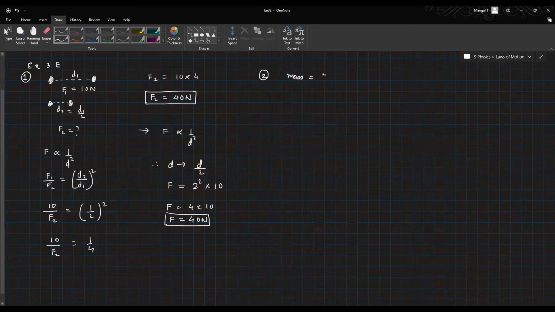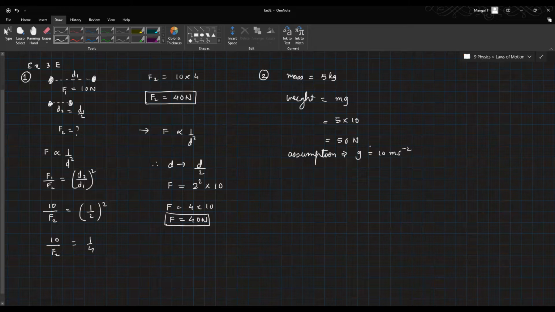Mass is equal to 5 kilogram. Weight is equal to m into g. So 5 into 10, that is 50 Newton. The assumption is that g is equal to 10 meter per second squared. So instead of 9.8, we have assumed it to be 10.